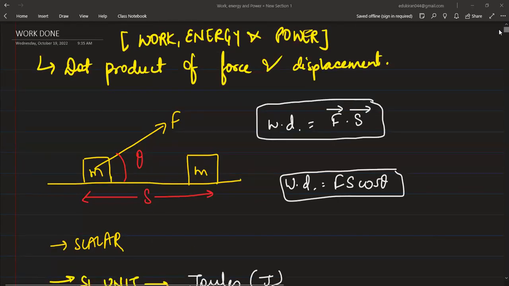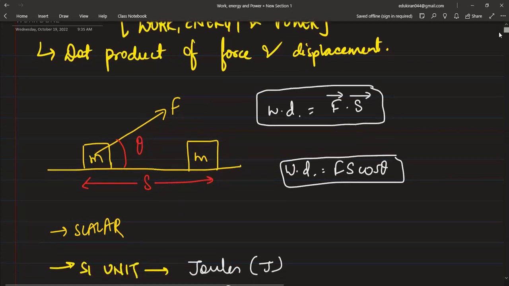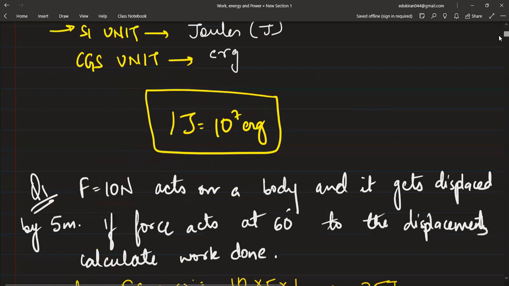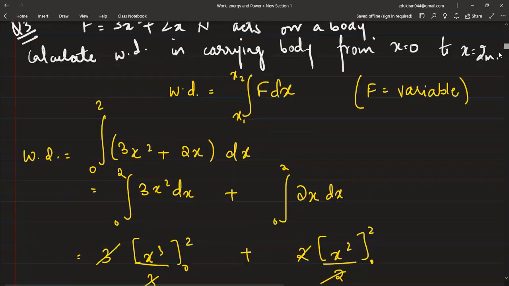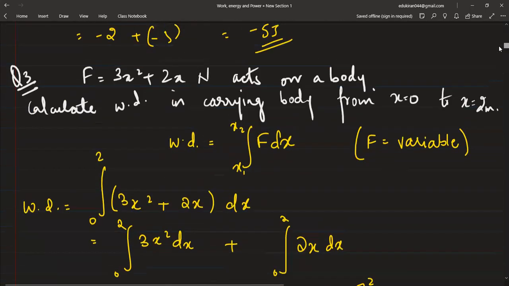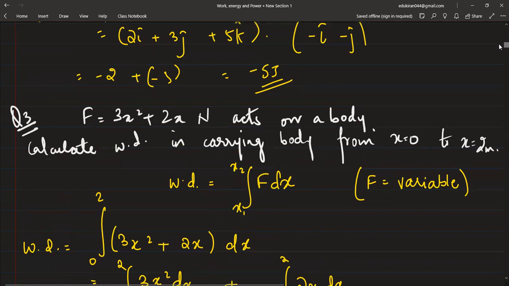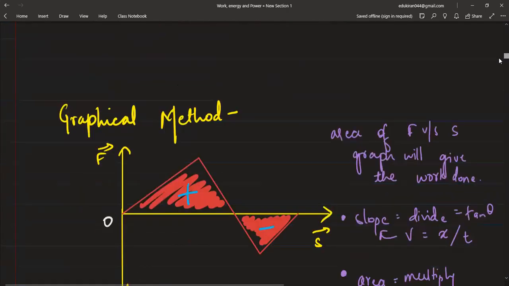Yes, class. So in the last class, we had started with work, energy, and power, and we had seen what was the concept of work done. That is, it is the dot product of force and displacement. And if the force is variable, then we use the formula. Then we integrate it, f dx from x1 to x2.